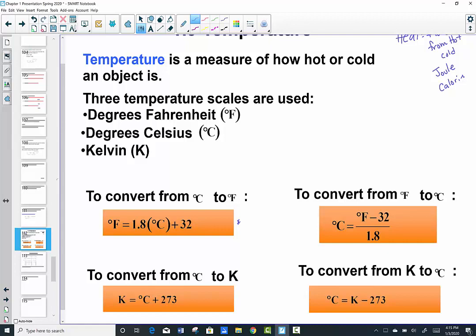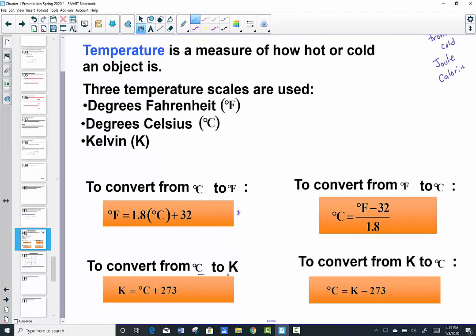And of course, to go from Kelvin to Celsius, or Celsius to Kelvin, they're related by a factor of 273. So to convert from Celsius to Kelvin, we add 273 to the Celsius. And if we want to get back from Kelvin to Celsius, we're going to subtract out the 273. These equations we'll need to memorize in order to be able to convert from one to the other. So I'll just make a quick note. Know these conversions.